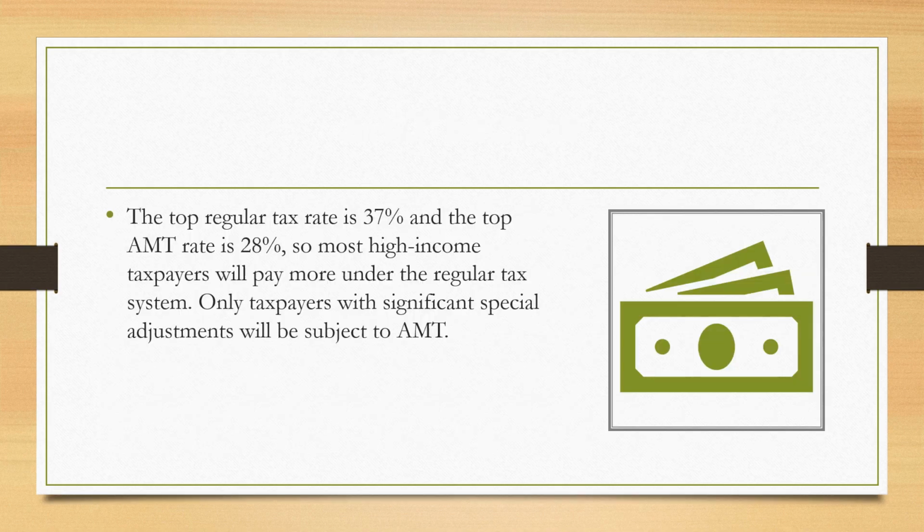Now it is important to note that a taxpayer doesn't owe any AMT unless the AMT calculation results in a higher tax amount than the regular tax code. If you recall, the top regular tax rate in the traditional tax code is 37%, and the top AMT rate is 28%. So most high-income taxpayers will pay more under the regular tax system. Only taxpayers with significant special adjustments will be subject to AMT.